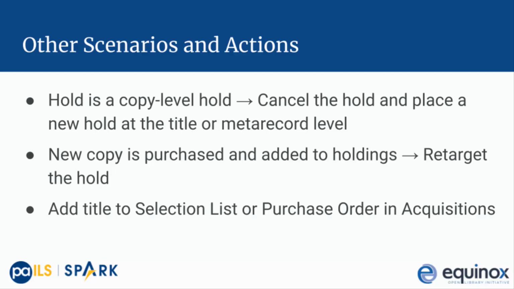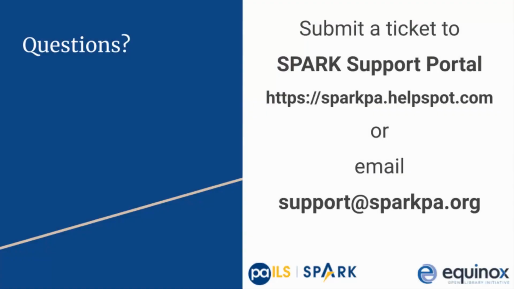If you plan to purchase a new copy and your library uses the Acquisitions module, you can use the Actions menu to add the title to a selection list or purchase order. It really just depends on how your library chooses to respond to Hopeless Holds.